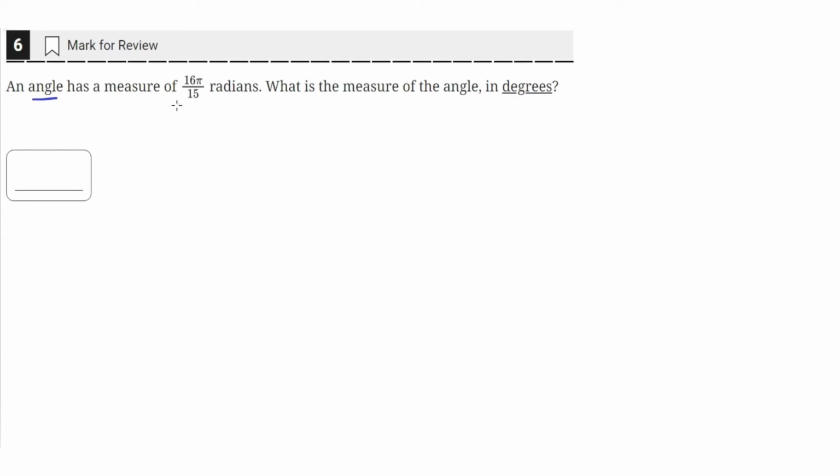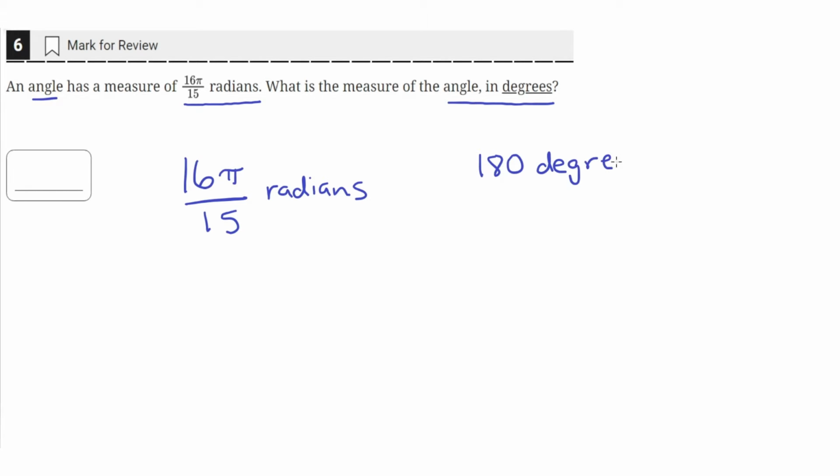An angle has a measure of 16 pi divided by 15 radians. What is the measure of the angle in degrees? Okay, so we have an angle that measures 16 pi by 15 in radians, and we want to convert that to degrees. So we know that there are 180 degrees in 1 pi radian.